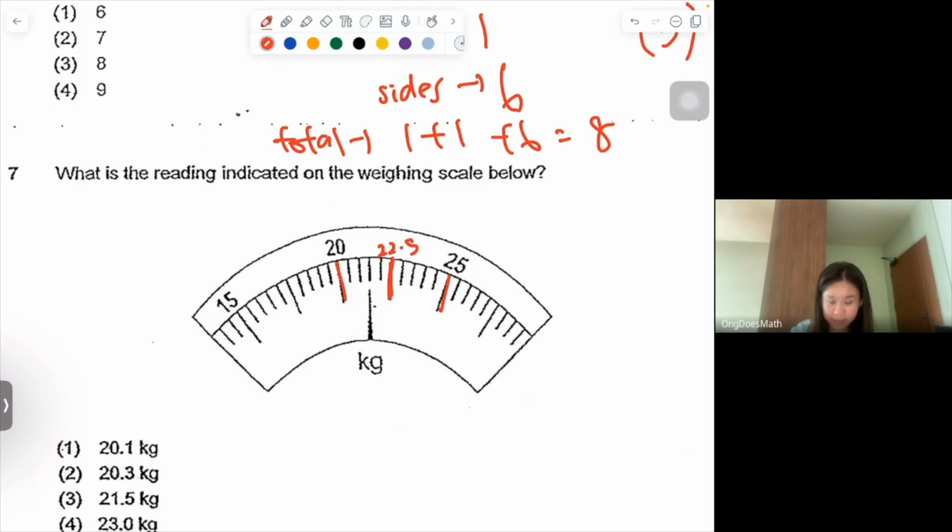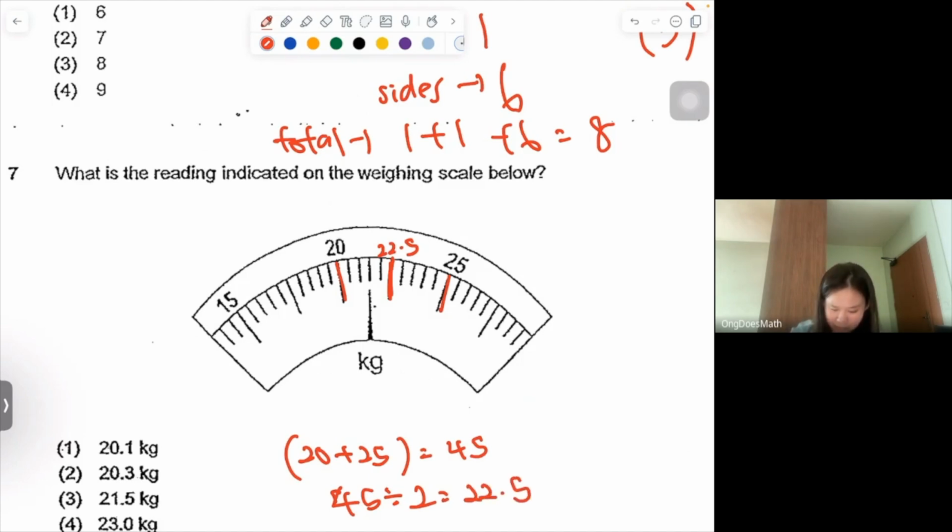How do I get this number? I simply took 20 plus 25, which is 45. Then I divide it by 2, because it's the midway point. So that's 22.5.